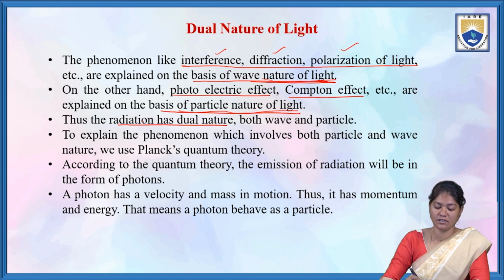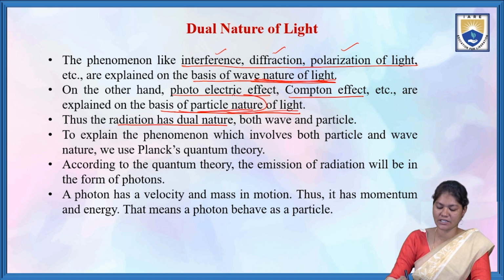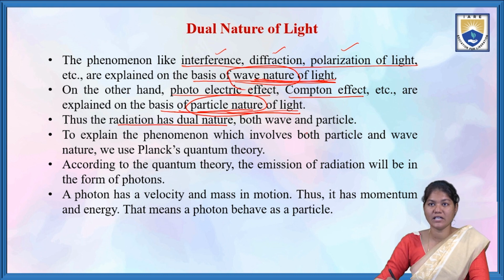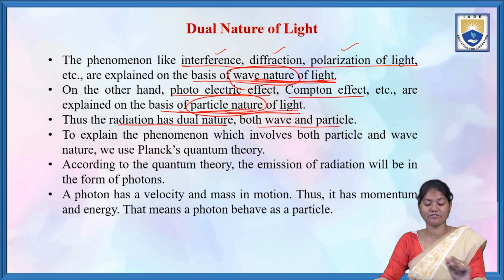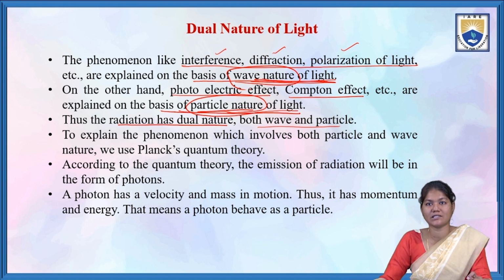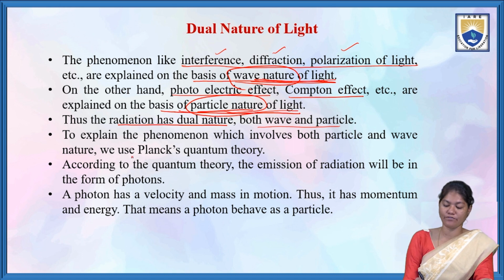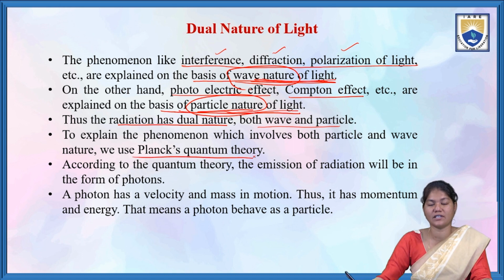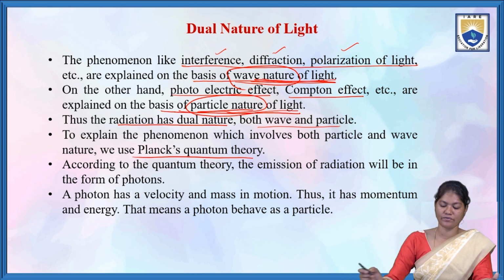So what is the dual nature of radiation? One is wave nature, the second is particle nature. Both wave and particle. To explain the phenomena which involve both particle and wave nature, we use Planck's quantum theory.